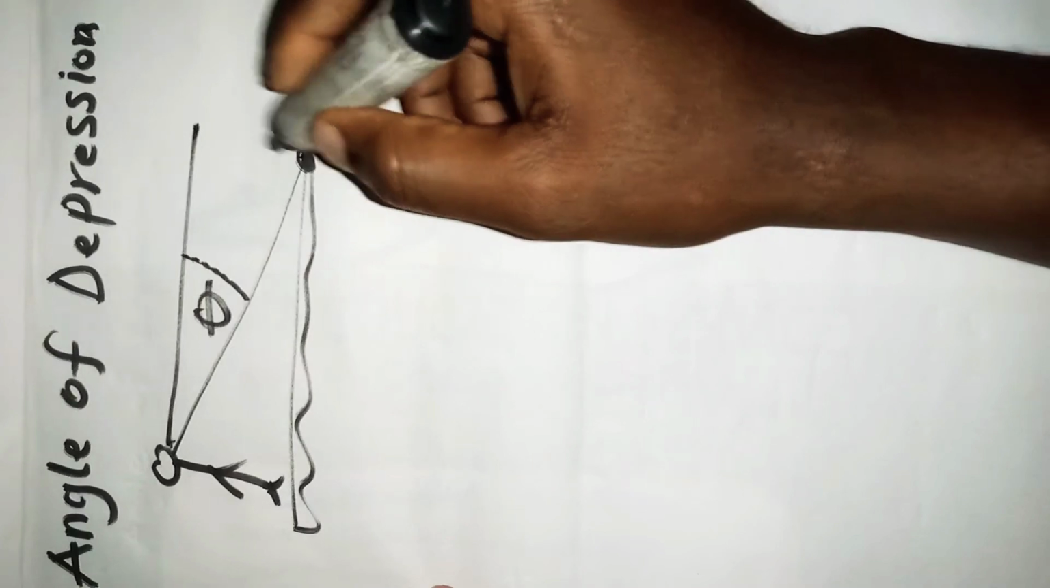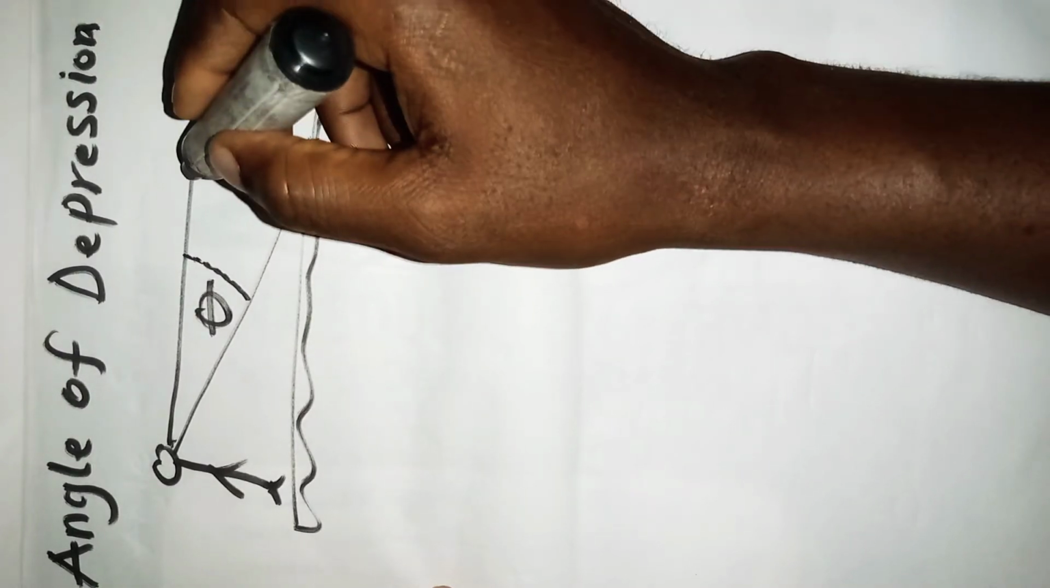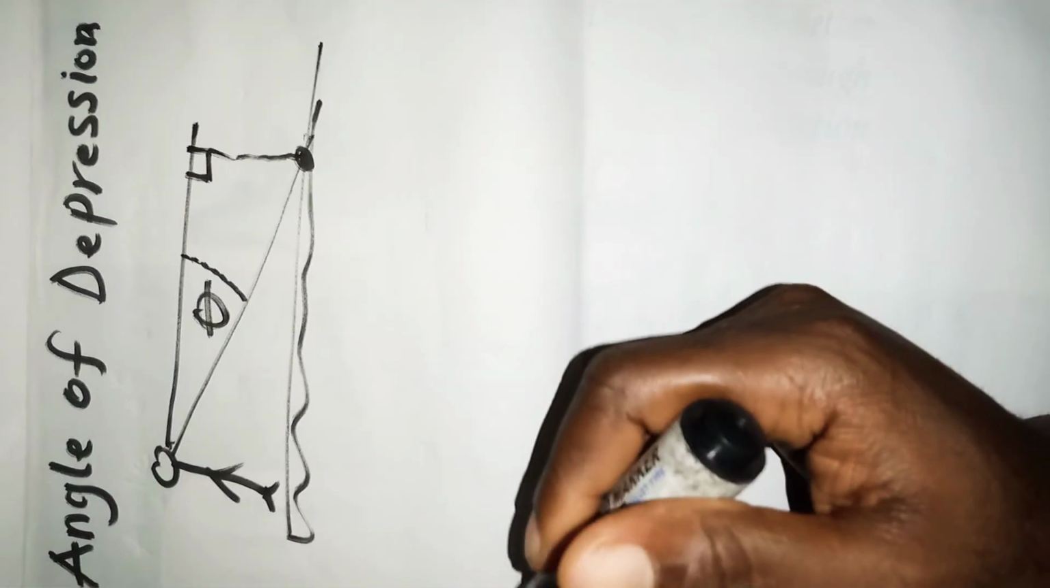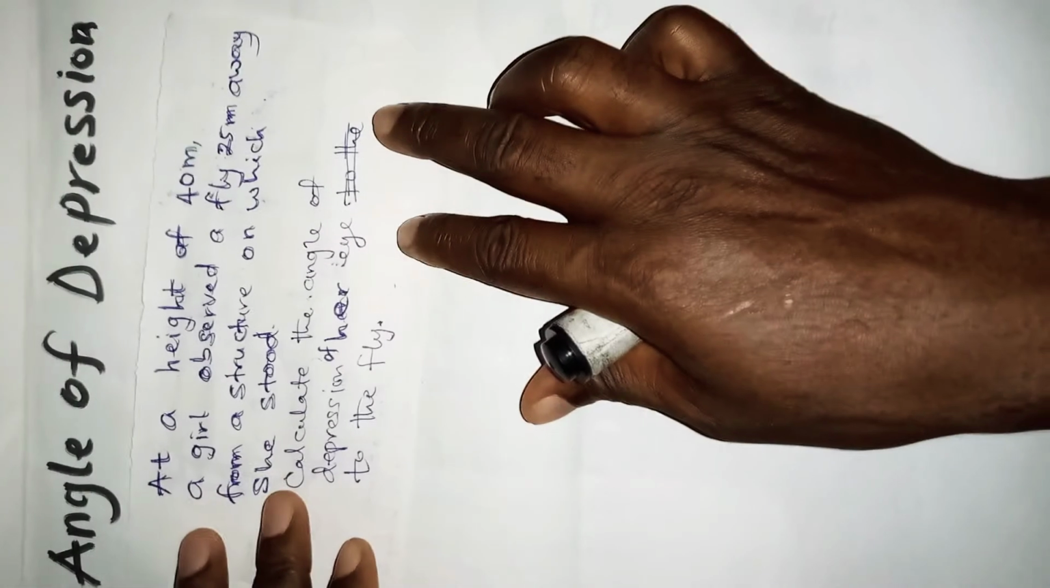To compute anything, we need to connect and make sure we form a right angle triangle. Then we compute for either a side if necessary or the angle of depression itself. Let's take an instance of a question and look at what is expected of us here. Now, at a height of 40 meters, a girl observed a fly 20 meters away from a structure in which she stood. Calculate the angle of depression of her eye to the fly.